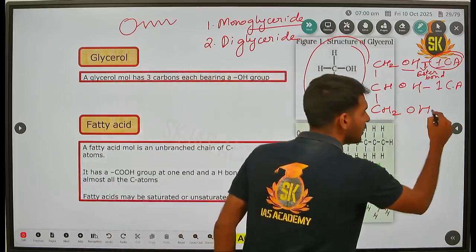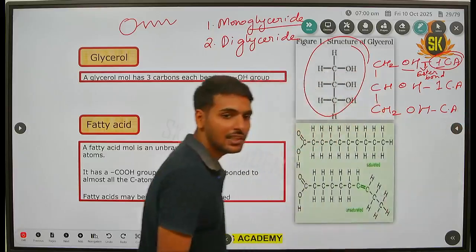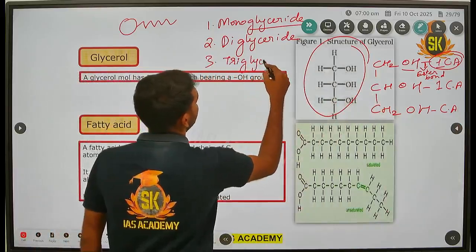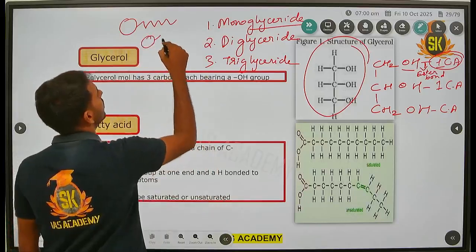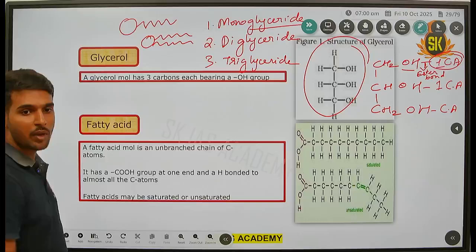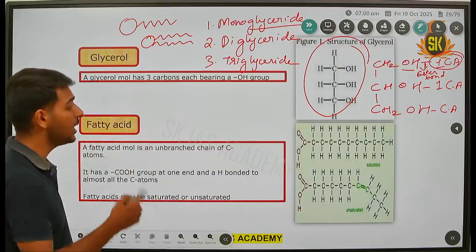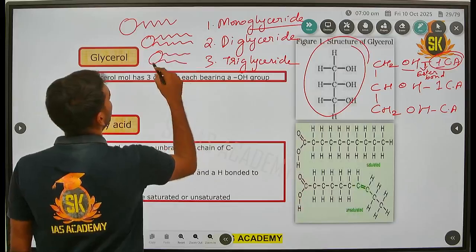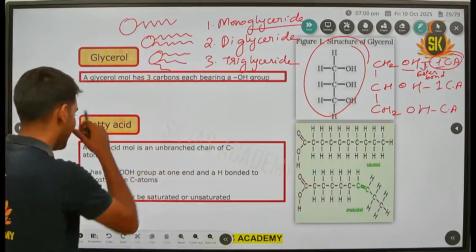If again this alcohol group is also having a carboxylic acid, then you can easily guess it is a triglyceride. Okay, so for a diglyceride, the structure would be, I've seen it in the lipid membrane, right? Lipid bilayer. Two tails are there. We'll be dealing with it separately. In triglycerides, there are, okay, this is not a jellyfish. Okay, it is a triglyceride.